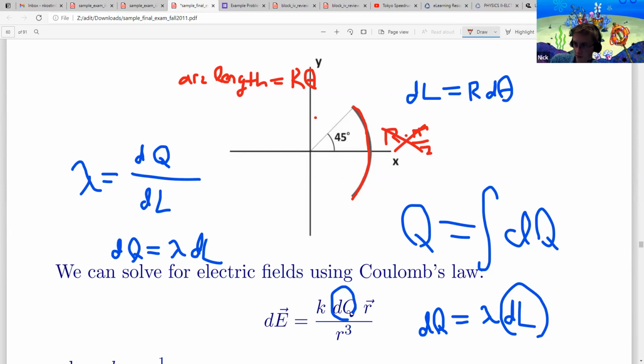But that's not important in this problem. What's important is finding our dl. So if arc length is r theta, it has to be the case that differential arc length is r d theta, because r never changes for a circle. The defining property of a circle is that it's equidistant from one point, and that distance is the radius, so r has to stay the same. What changes when we go to the differential case is that differential arc length is r times d theta.